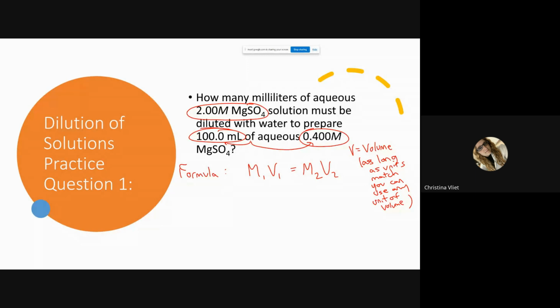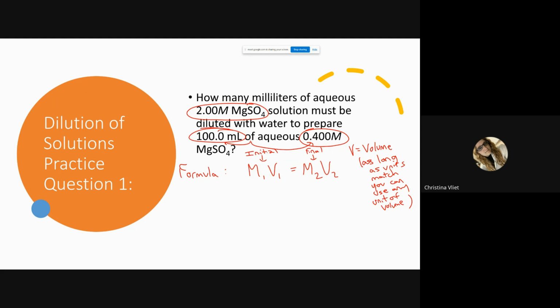So you can use any unit of volume here. That's great news, because you've got milliliters and you want milliliters. Those units match, so that means you're just going to be able to plug in the numbers you're given. So what goes where? Remember, this is your initial, and this is your final. And the process of dilution is to make a more concentrated solution into a less concentrated solution.